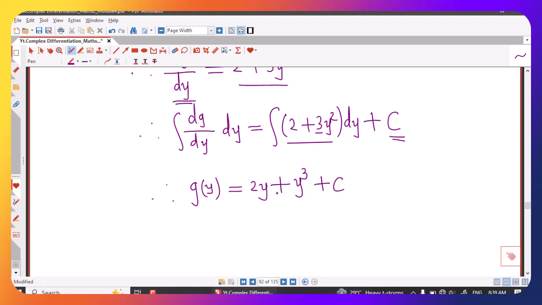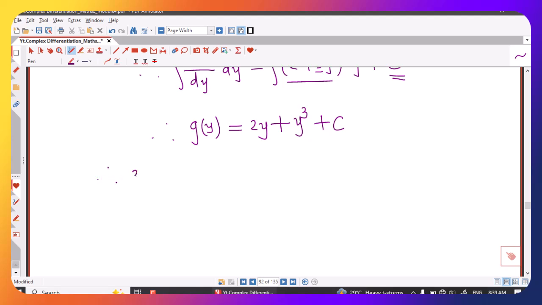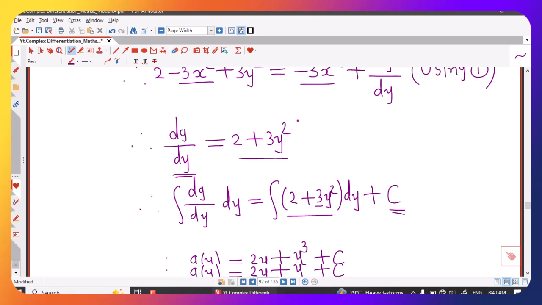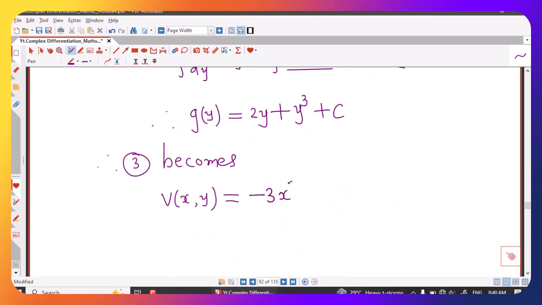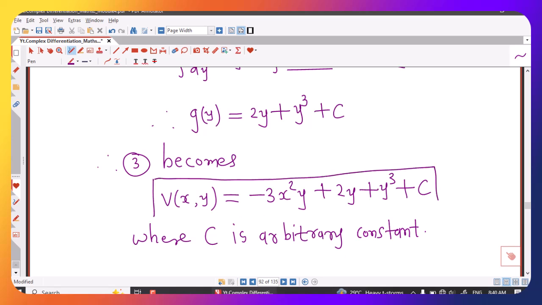So this is our g of y that we substitute in equation number 3, or we can directly write, therefore using this, equation 3 becomes, now we have function v on the left hand side, and here we have minus 3y x square, or we can write minus 3x square y, and g of y is plus 2y plus y cube plus c, where c is an arbitrary constant, and this is our required harmonic conjugate.